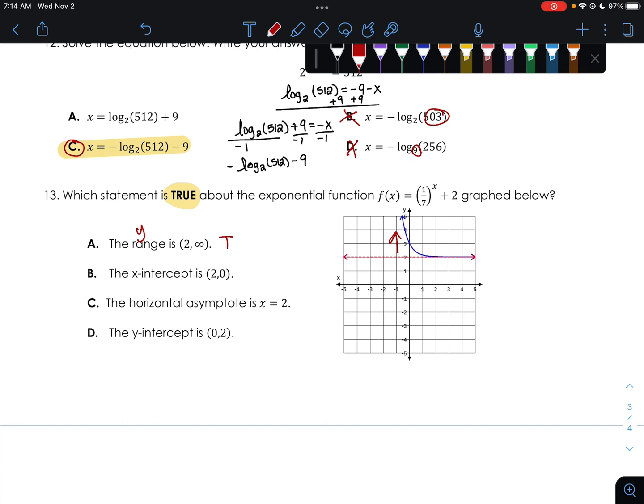The x-intercept is 0, 2. There is no x-intercept, so that is a false statement. The horizontal asymptote is x equals 2. The issue is that it says x equals, that should be a y, so that is a false statement. And the y-intercept is 0, 2. Actually, the y-intercept is 0, 3. That is a false statement. So A is our correct answer.